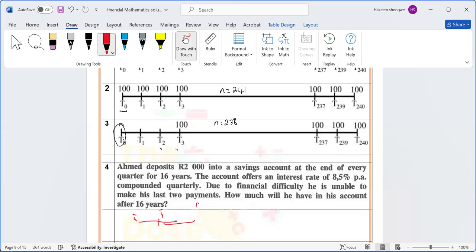Now, we're going to say 16 multiplied by 4. What is 16 multiplied by 4? 64. We're supposed to have 64. But remember, what is happening at the end here? We're supposed to go to T64, but we didn't pay at T64, and T63 also didn't pay. So our last payment was at T62. So what is going to be our N? 62. So the number of payments that we're going to be making is actually 62.